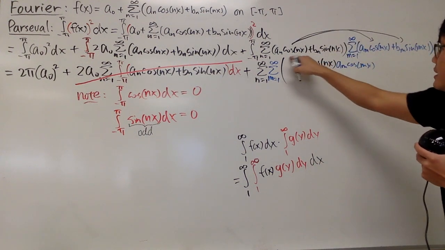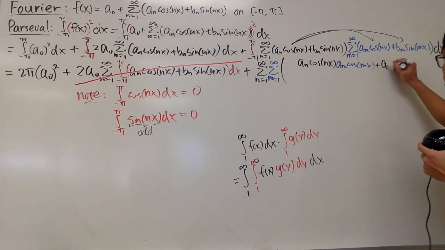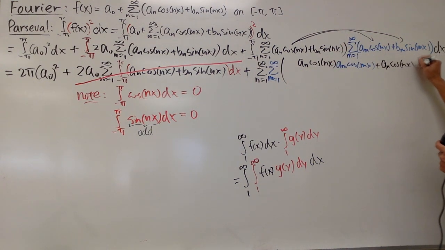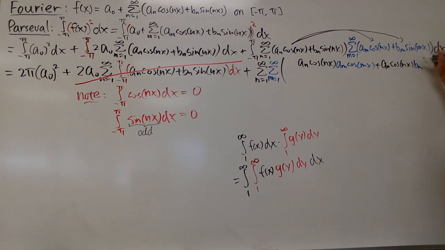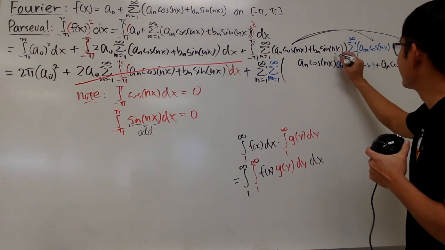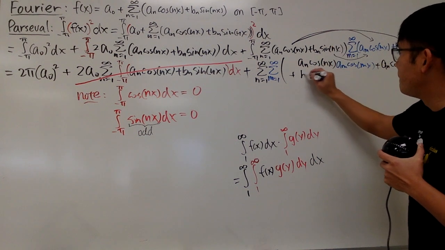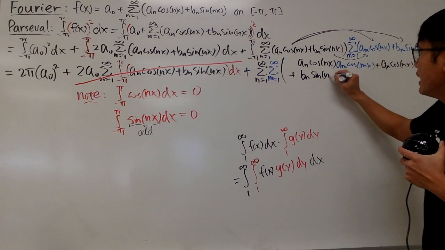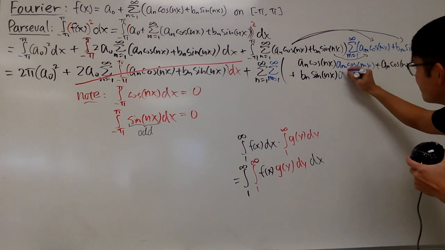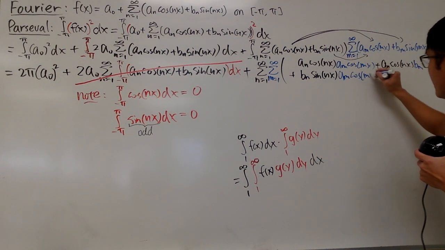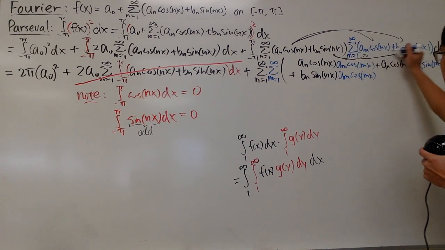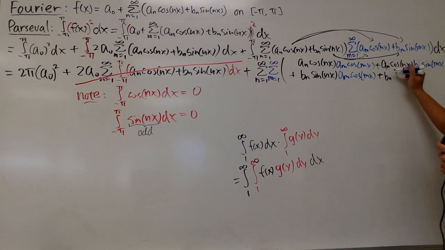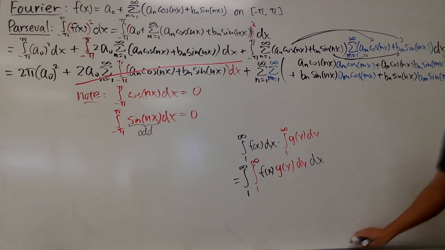This is very nice. This times that, we have plus an cosine nx times bm sine of mx. And then, of course, we continue, and then this times that right here, we add bn sine of nx times am cosine mx. And lastly, of course, we do this times that, we add bn times sine of nx, and this is bm sine of mx, like this, right?